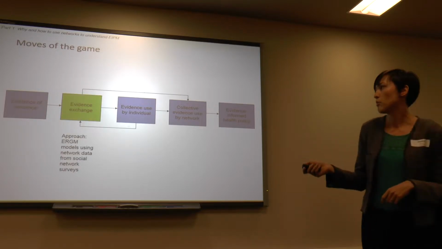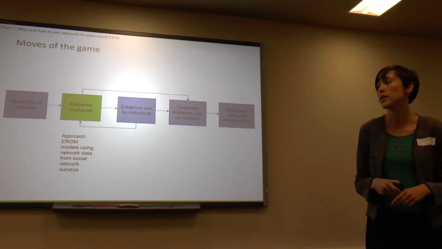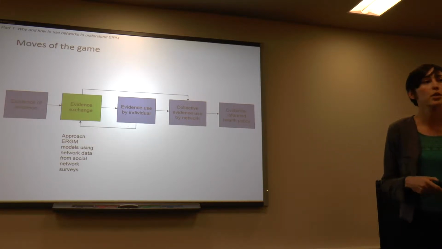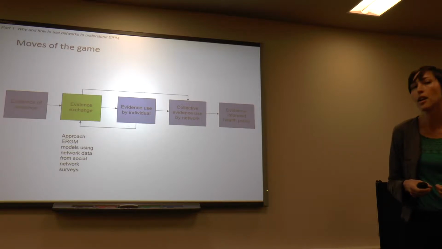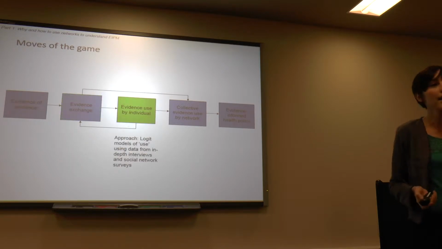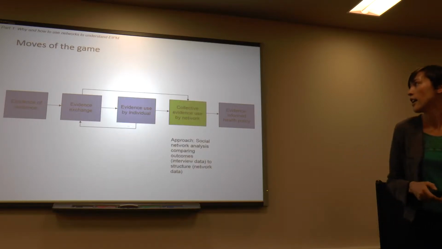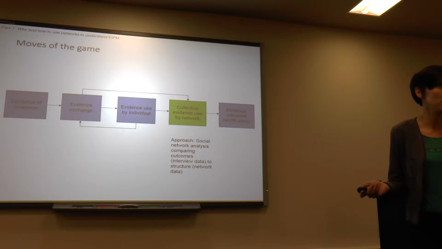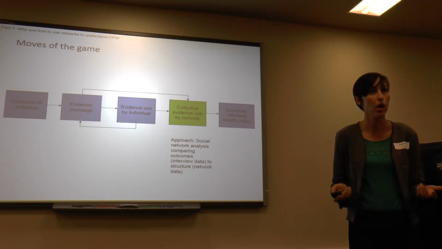So these three central boxes represent three key research questions that I have in this presentation. So the first is to predict the probability that evidence is exchanged between two actors. And I'll be using exponential random graph models to do this. Second, to predict the probability that any individual actor in a policy network uses research evidence to inform their personal decision. And then finally, to predict the factors that determine the collective use of evidence by a policy network.